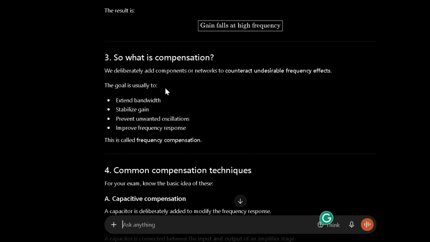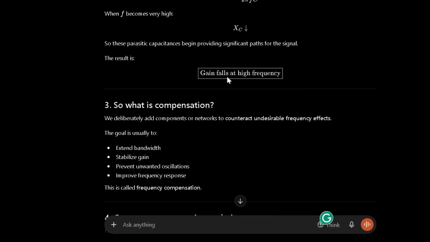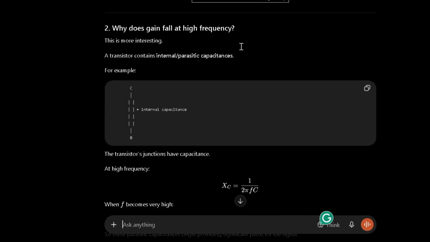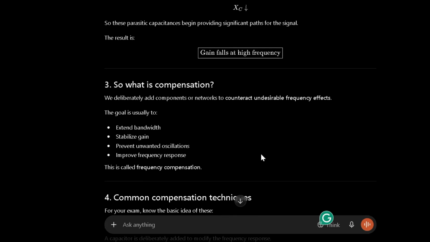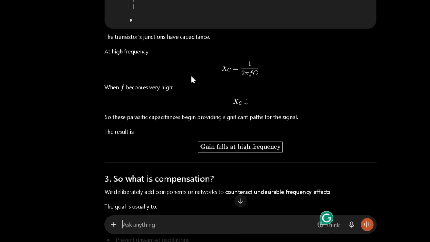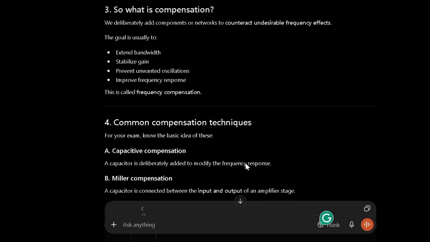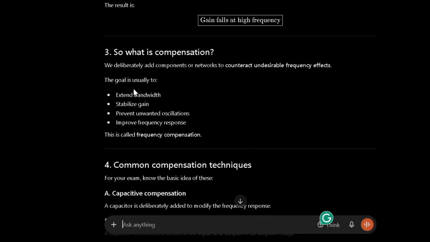So gain is falling at high frequency. What is compensation? We deliberately add components or networks to counteract undesirable frequency effects. We don't want any undesirable effects happening, like gain falling at high frequency. So the goal is to extend bandwidth, stabilize gain, prevent unwanted oscillations, and improve frequency response. This is called frequency compensation.